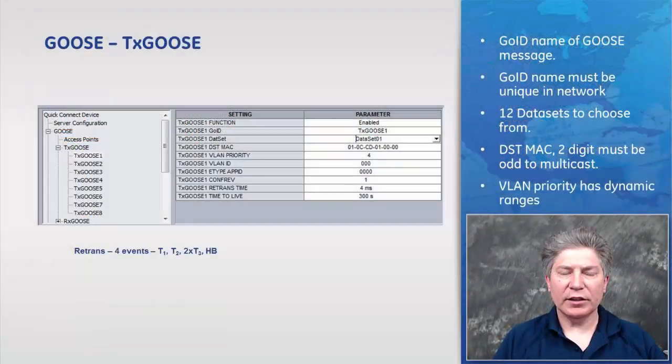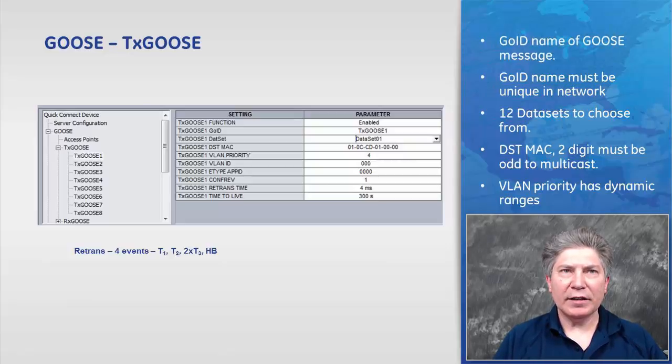Okay, next we'll look at the TX Goose, which is the publishing Goose. There are 8 TX Goose messages available. As in previous versions, Goose 1 and Goose 2 are known as the fast Goose, designated for mission critical digital signals only. Goose 3 through 8 are known as the slow Goose, used for non-mission critical signals and analog signals.